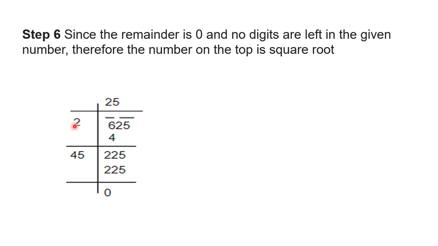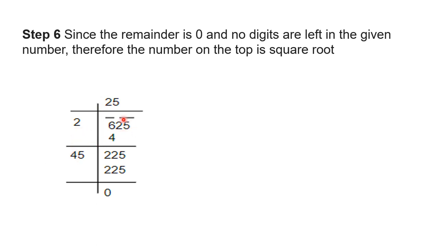Now the second number is 2. 2 twos are 4. Again 4 is less than 6. Now when we take 3, 3 threes are 9. So 9 is greater than 6. So we have to choose 2. So 2 into 2 is equal to 4. Now 6 minus 4, we have 2. Then this 2, which is written on the upper side of this line, we write here too, and 2 plus 2 will become 4.